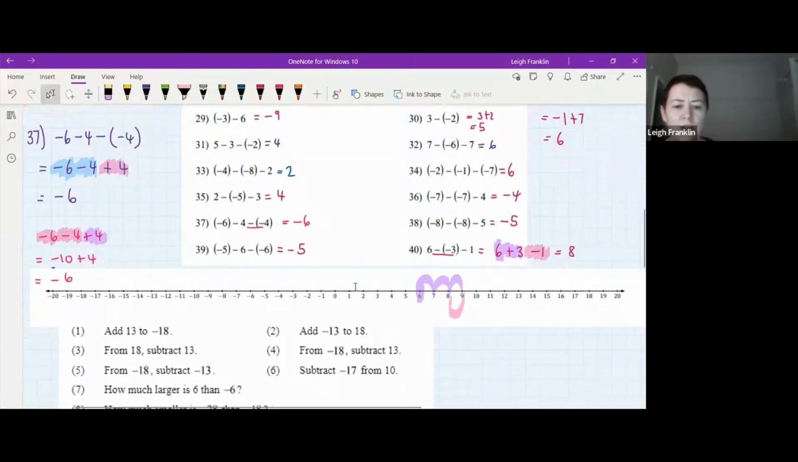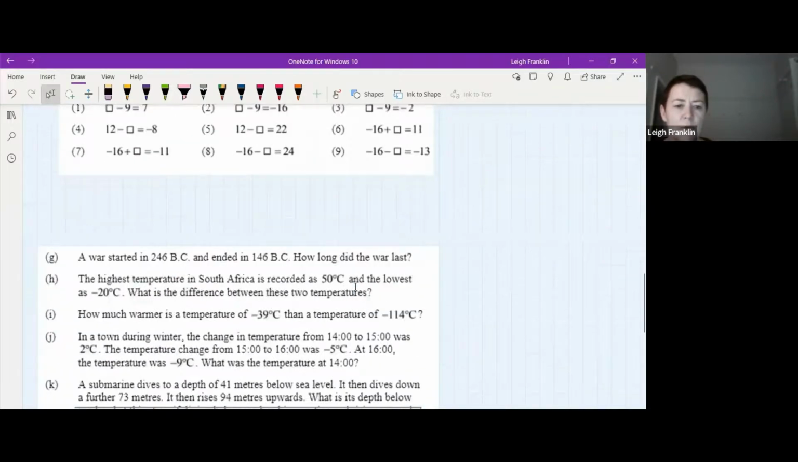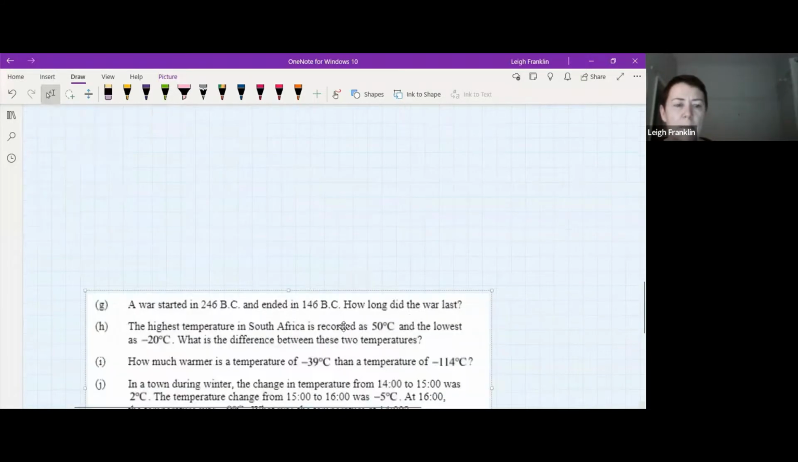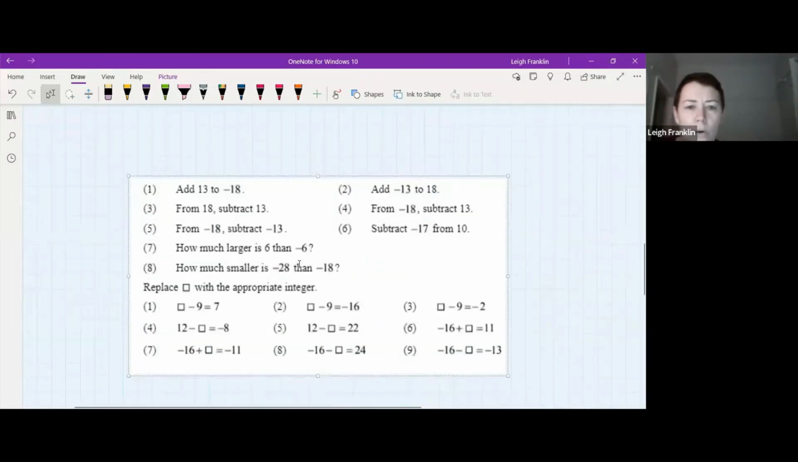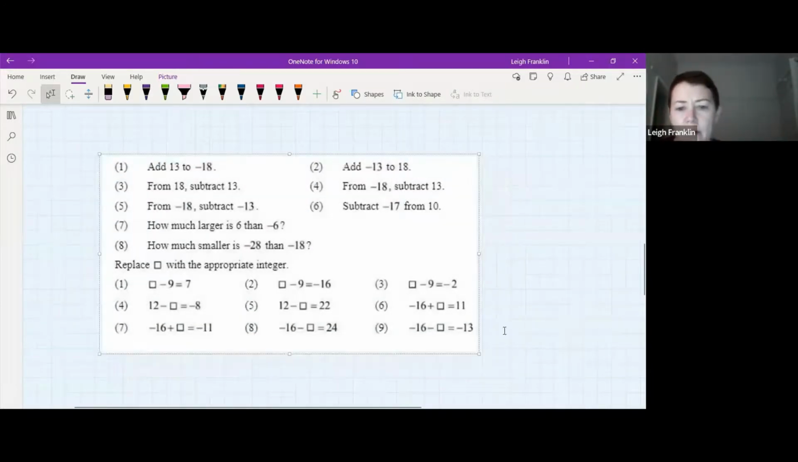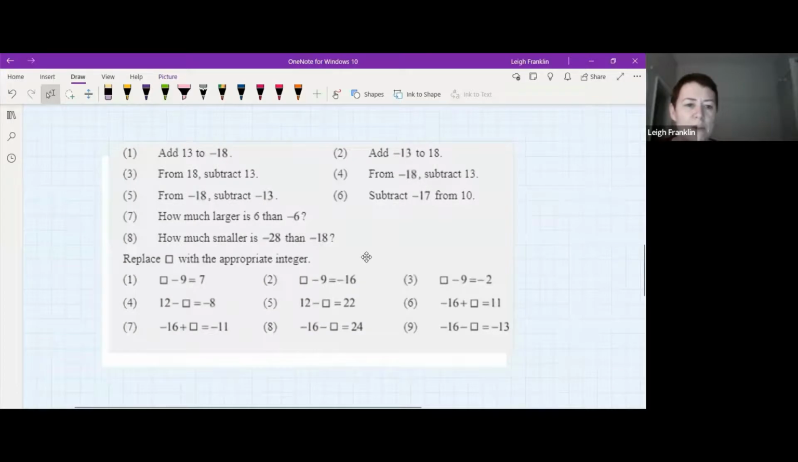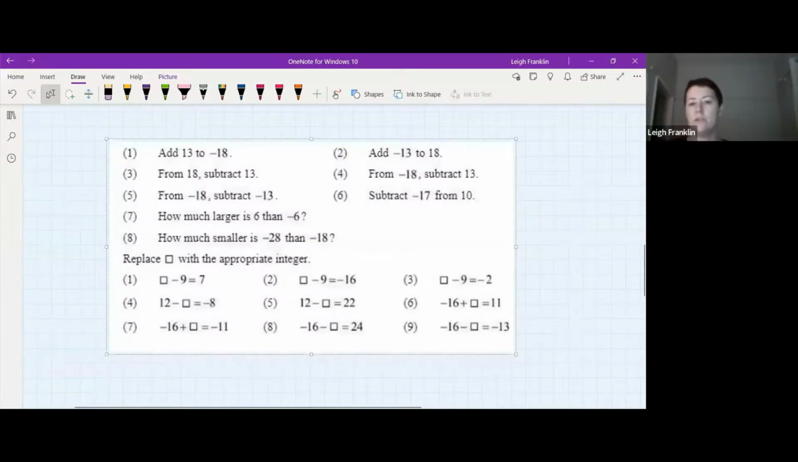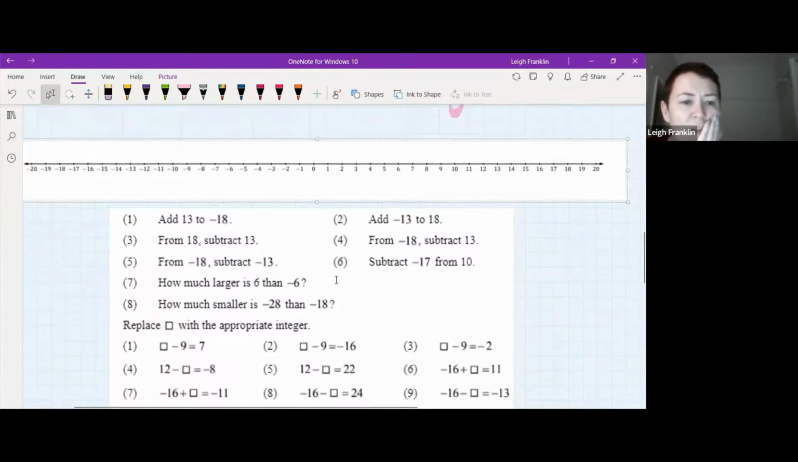Okay, all right, so now let's talk about some of these questions over here. All right, I'm just going to move this down, and then I can move this out of the way. All right, so here, this is now working with words rather than working with numbers, okay? So, might be a little bit more difficult without the number line, but anyway, it is right here for us to use if we need to.